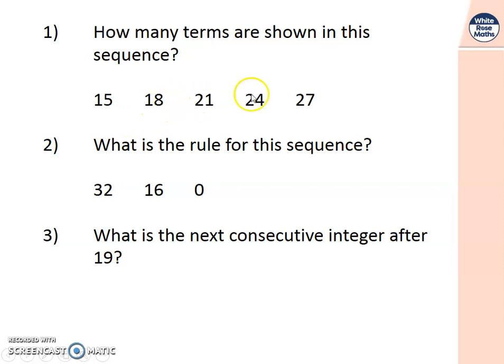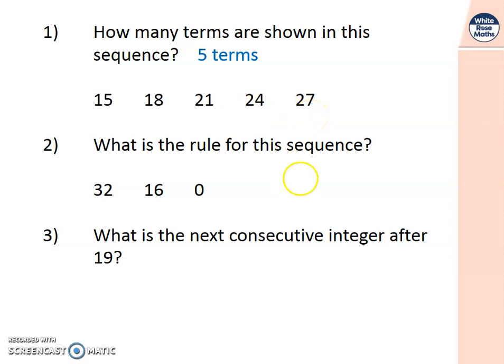1, 2, 3, 4, 5. So you should have said that there are 5 terms. Terms in a number sequence is how many are there. As you might have recognised, these are familiar numbers from our 3 times table.